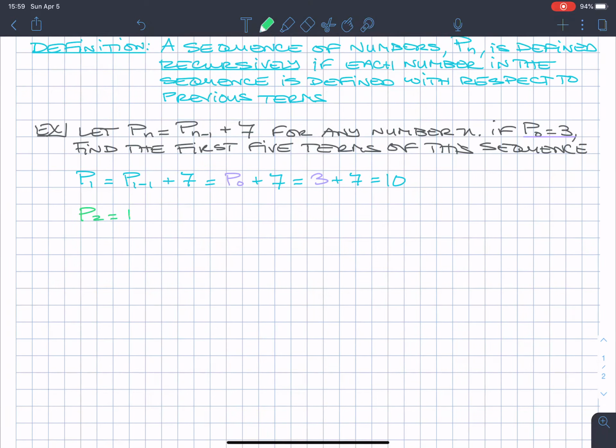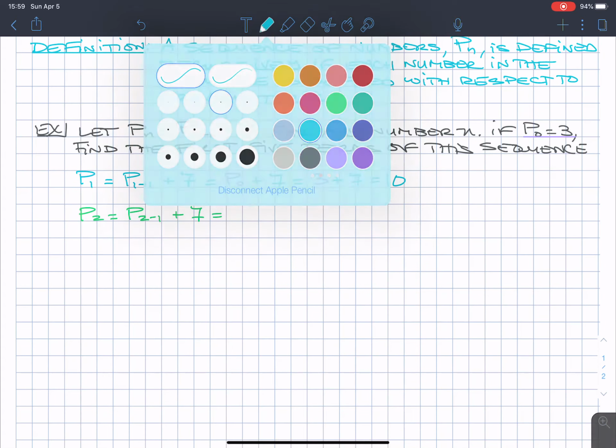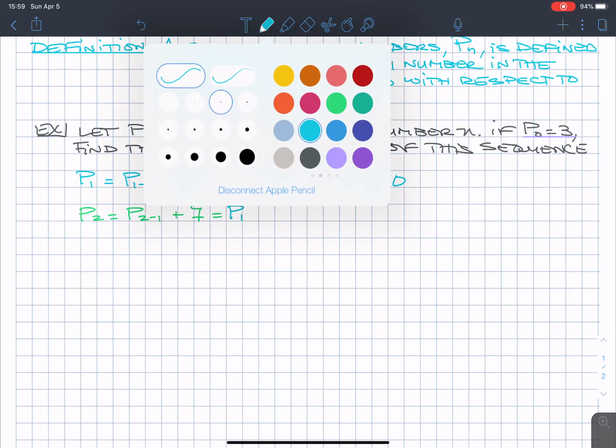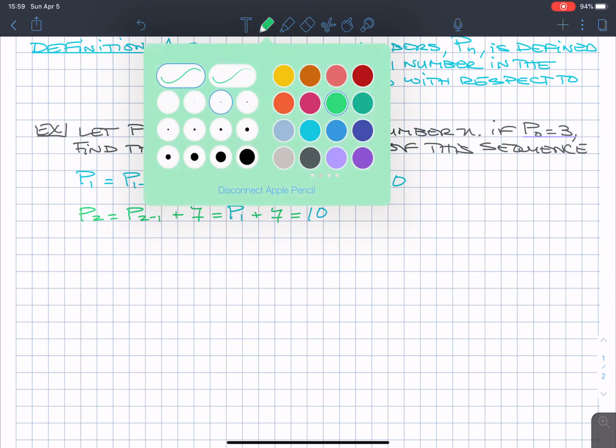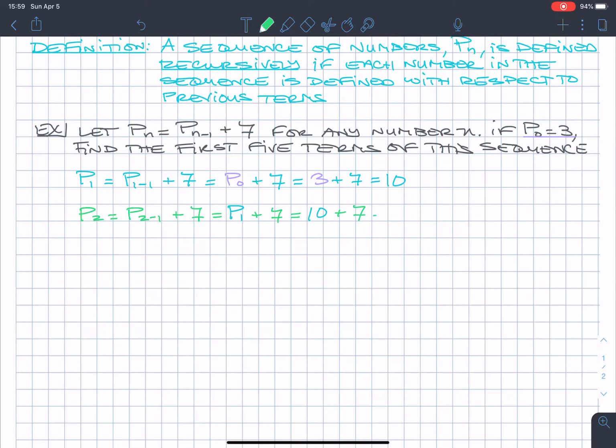P sub 2, according to the rule, is P sub 2 minus 1 plus 7. So P sub 2 minus 1 is 1. So I claim that that's P1 plus 7. And we found that P1 was 10. This is 10 plus 7. So that's 17.